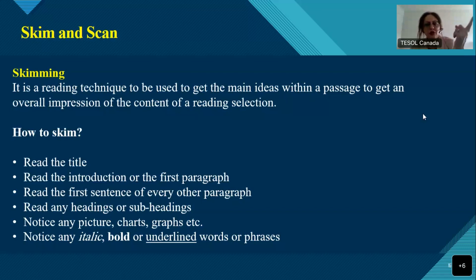Then for the rest, you only read the first sentence of the other paragraphs. And you understand it's talking about crimes in Paris and Berlin, in Melbourne, and in Ottawa, for example. Or you look at the pictures or bold words or underlined words or phrases, and you understand what it's about. You get the message. That is skimming. So get the gist of the reading.